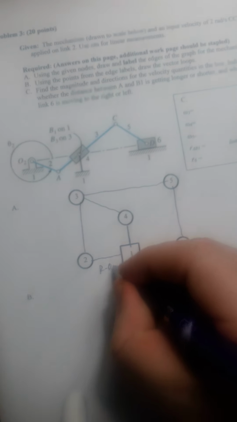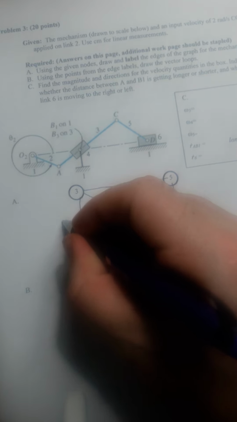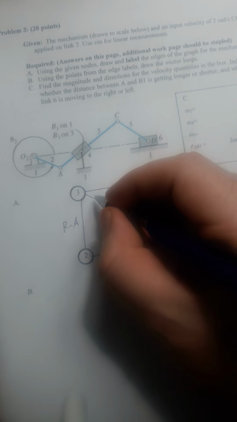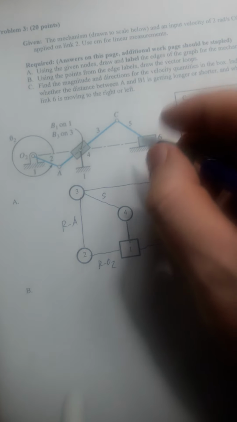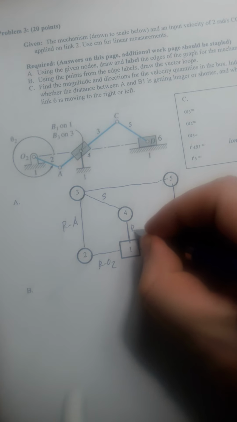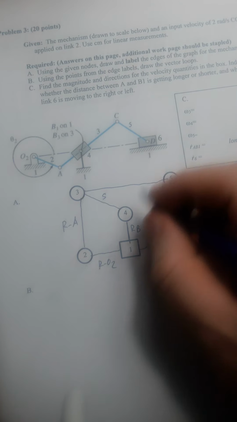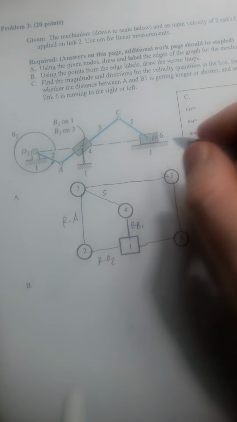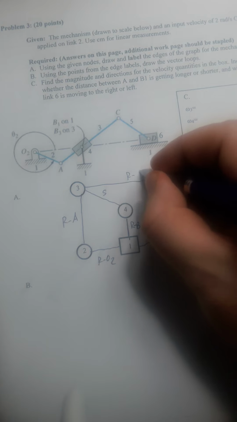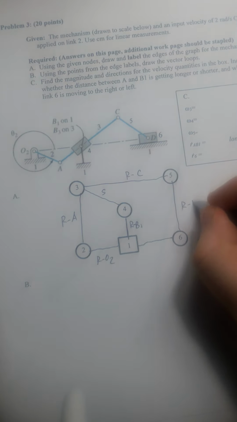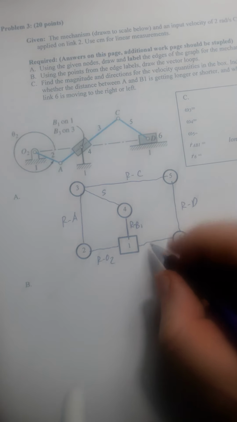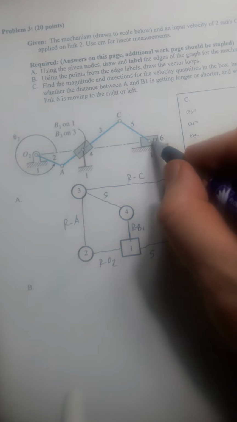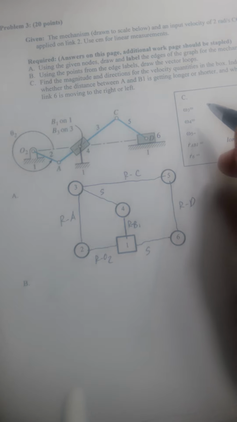So we have RO2, RA. We have a slider here that we'll come back to in a moment, and then we've got RB1 right there. Between 3 and 5 we've got RC, 5 and 6 we've got RD, and then between 1 and 6 we've got a slider. And there's actually a couple choices of points that you could go for on that.